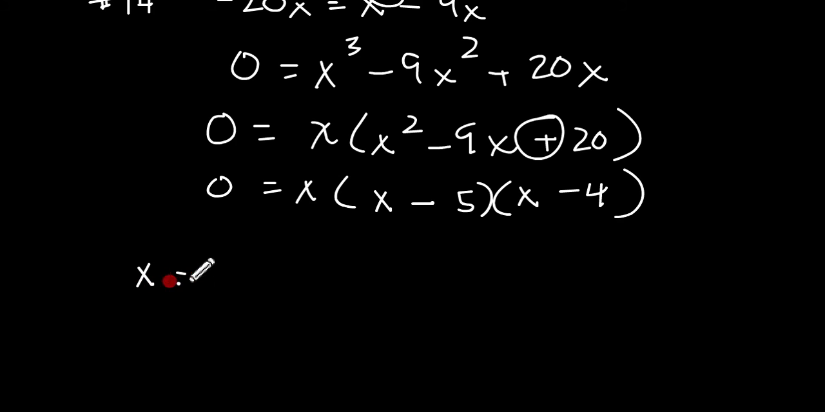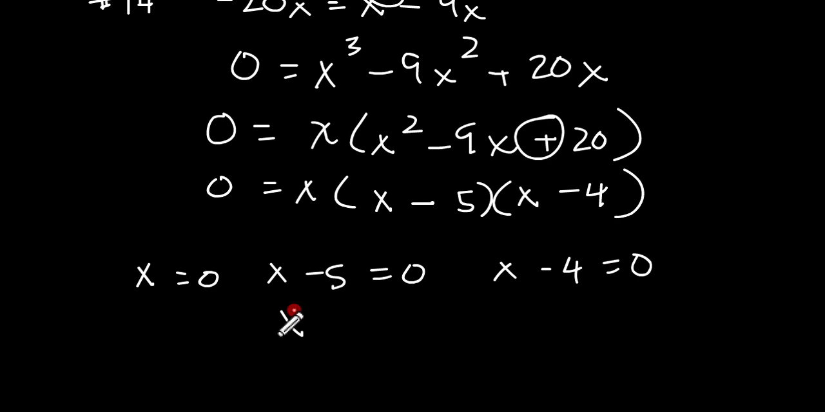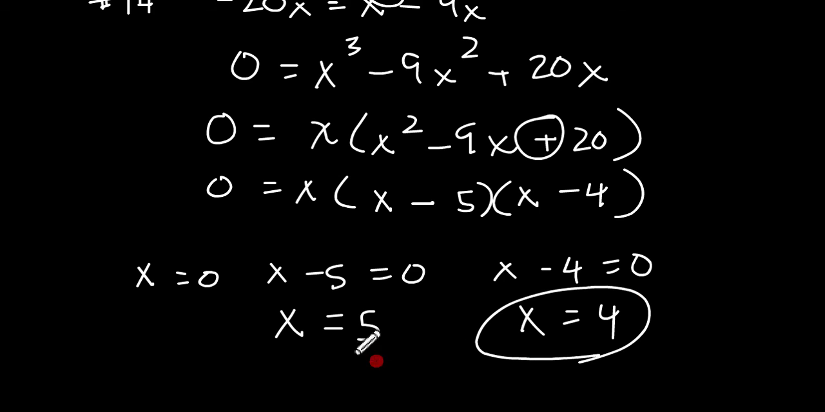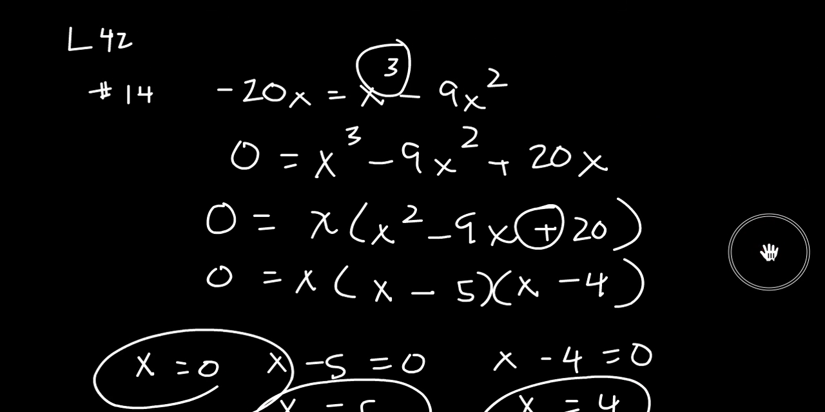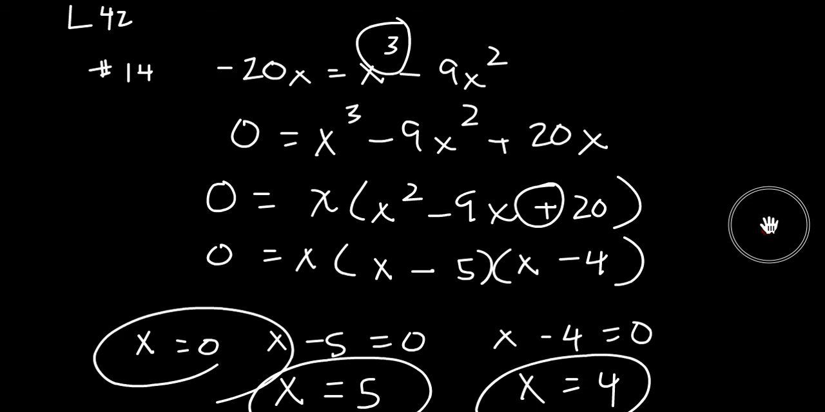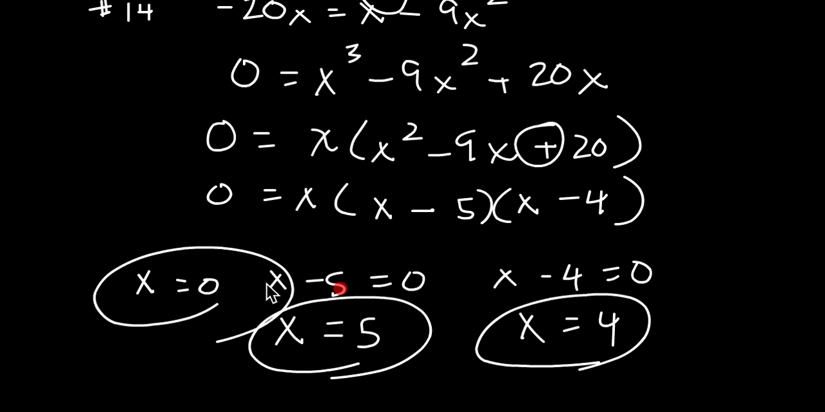So we get x equals 0, x minus 5 equals 0, and x minus 4 equals 0. And you just solve these little baby ones. x equals 5, x equals 4, and x equals 0. And those are the three solutions. You have highest exponent of 3, and so you're going to have three answers. Sometimes you might have like a 0 and a 0 or a 4 and a 4, but you'll still have three answers.